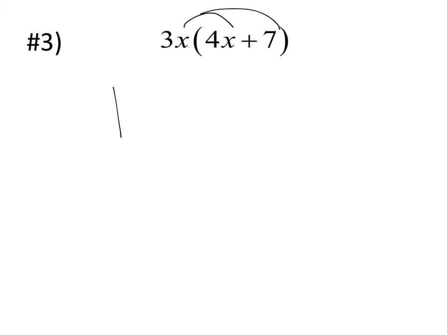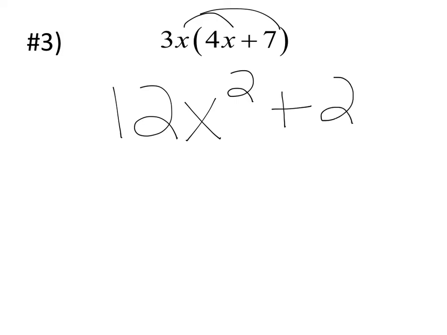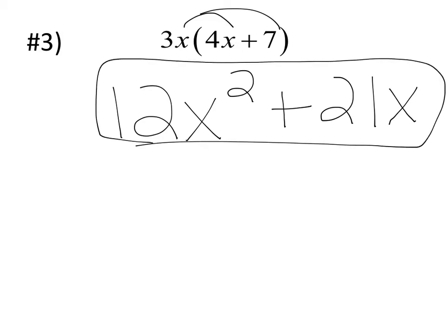Okay, here you're going to distribute the 3x. So 3x times 4x is 12x squared. 3 times 4 is 12. X times x is x squared. Plus 3x times 7 is 21x, because 3 times 7 is 21, and then you bring along the x. Can't go any further because they are not like terms.